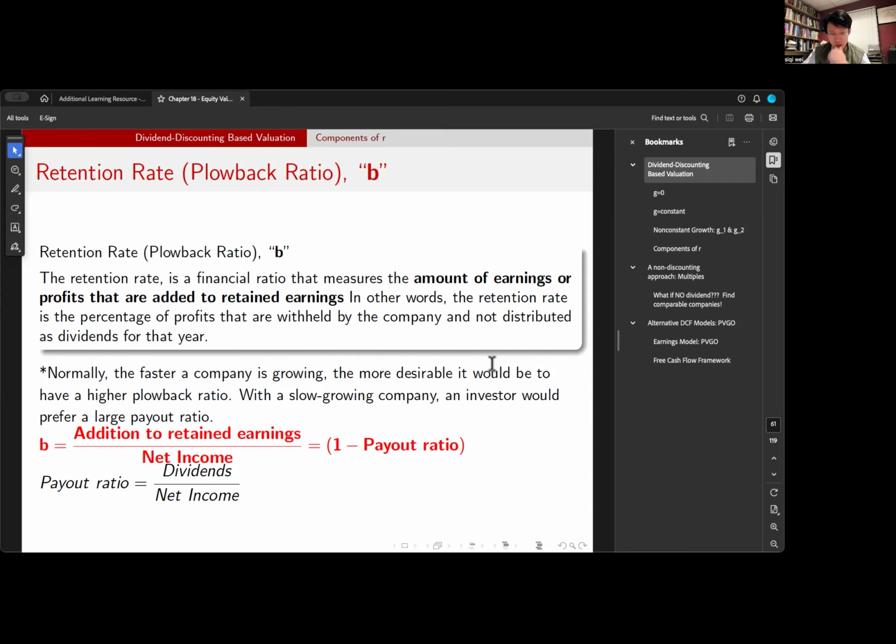How to get the payout ratio? Well, that's the dividend divided by the net income. How much you pay to the investor is the dividend. The rest of the amount is preserved for future growth. Very simple. Okay, so we use the letter B to denote or represent the retention ratio or retention rate or plowback ratio. This terminology refers to the same idea, how much you preserved for future growth.